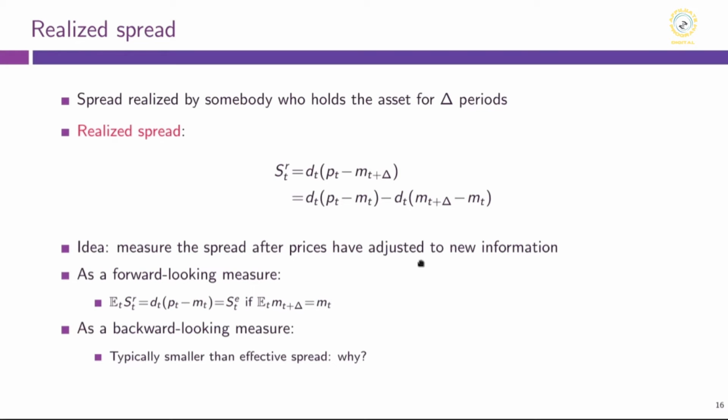If you try to apply it as a forward-looking measure, then you will typically get the same thing as an effective spread, because the expectation of a future mid-quote is typically the same thing as the current mid-quote. But if you use it as a backward-looking measure, which is a more reasonable way to apply it, then you will find that this is typically smaller than the effective spread. This happens exactly because prices react to transactions.